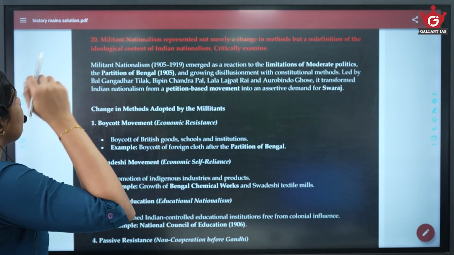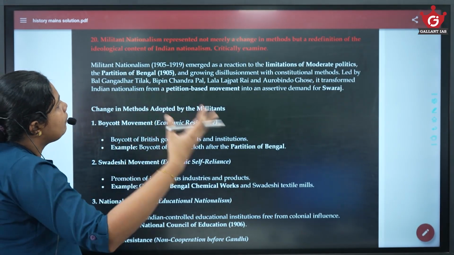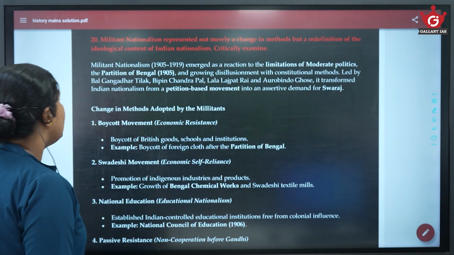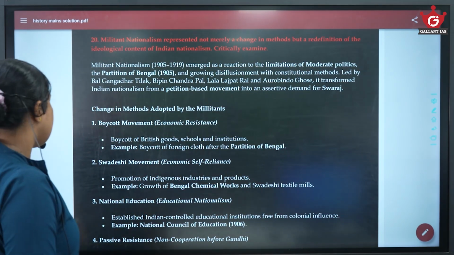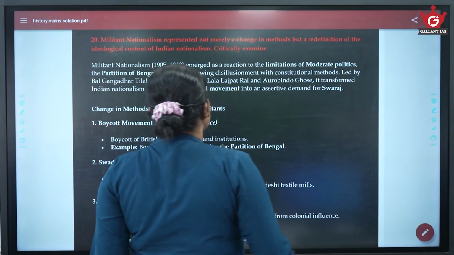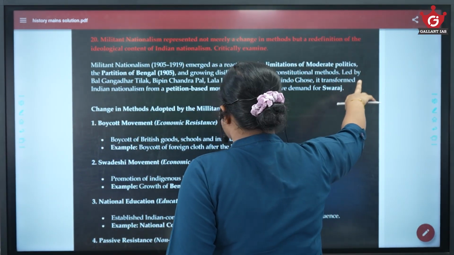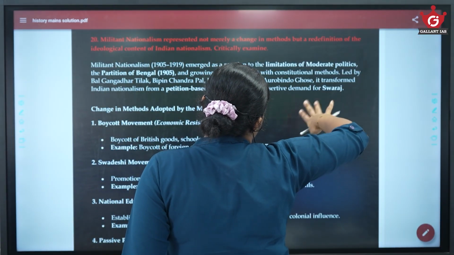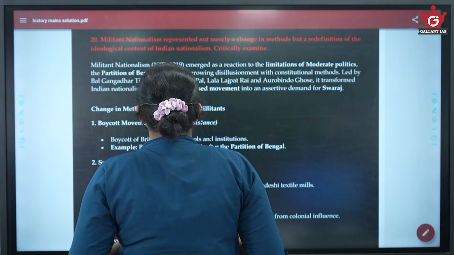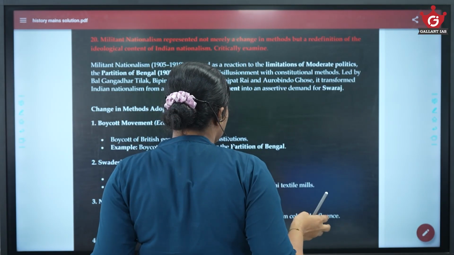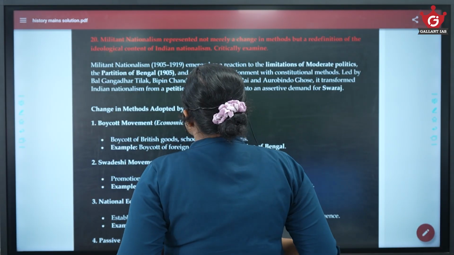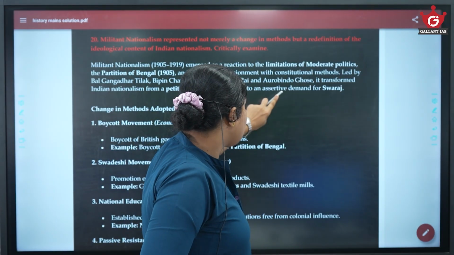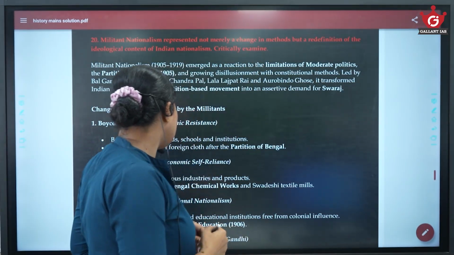Militant nationalism represented not merely a change in methods but a redefinition of the ideological content of Indian nationalism, critically examined. So you can give a good introduction, mention the years. Militant nationalism emerged as a reaction to the limitations of moderate politics, the Partition of Bengal, and disillusionment with constitutional methods, led by Tilak, Bipin Chandra Pal, Lala Lajpat Rai, and Aurobindo Ghosh. It transformed the Indian national movement from a petition-based movement, it's a keyword, into an assertive demand for Swaraj. That is the keyword here.